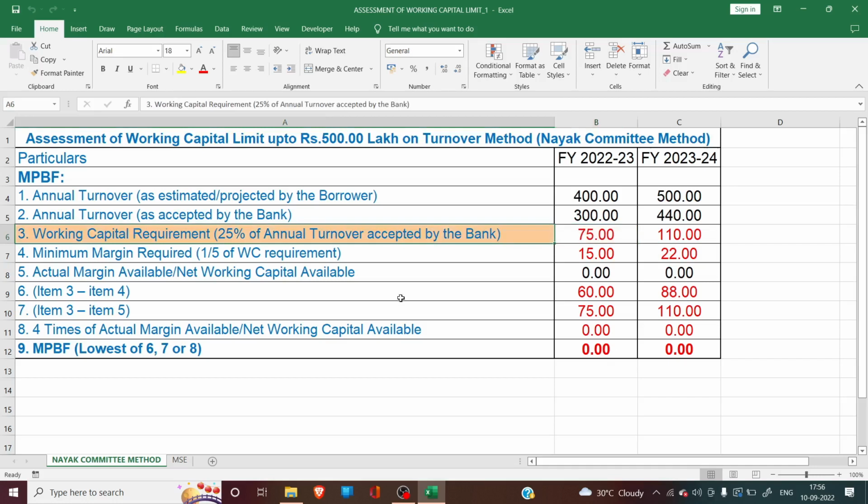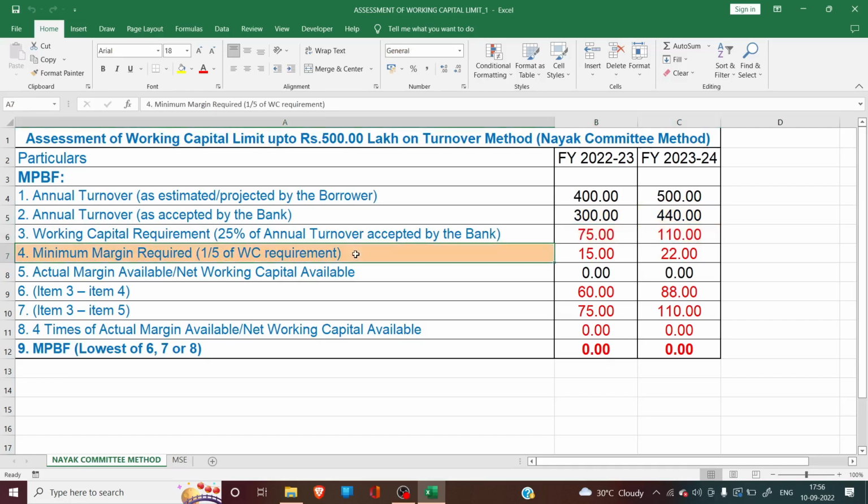Now, this sheet gives you the total working capital requirement. This is 25% of annual turnover accepted by the bank. For 22-23, we accepted the turnover at 300 lakhs. So, working capital requirement comes to 25% of 300 lakhs, that is 75 lakhs. And for 23-24, it comes to 110 lakhs.